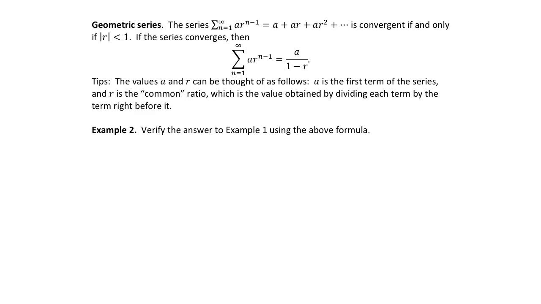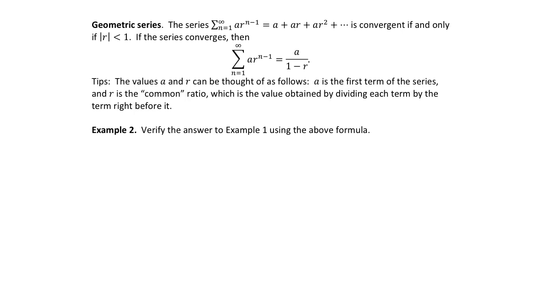Moreover, this is a very rare circumstance. This is exciting. If it converges, we know the value it converges to. So our sum will converge to the first term divided by 1 minus that common ratio, A divided by 1 minus R. And I've already given you the tip here. A and R can be thought of as follows. A is the first term of the series, R is the common ratio.